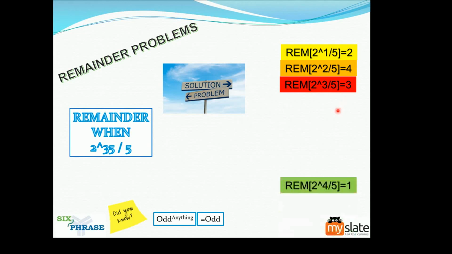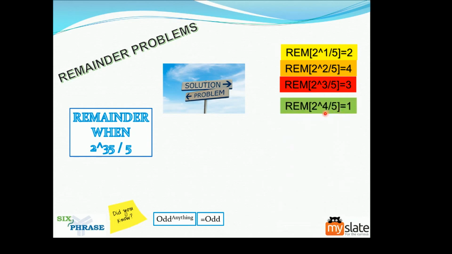Now next, 2 power 4 by 5. What is 2 power 4? It is 16 divided by 5. So 16 divided by 5, what is the remainder? It is 1. Guys, this is a very important point.